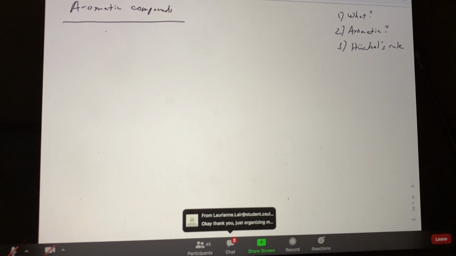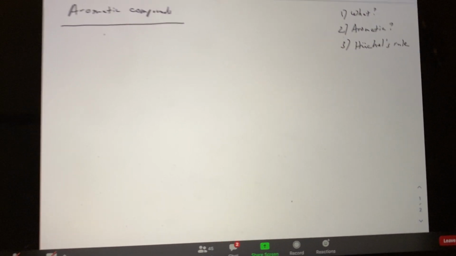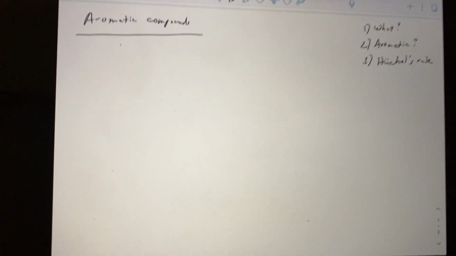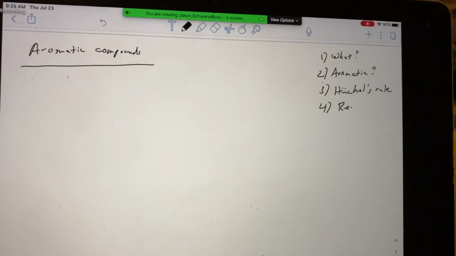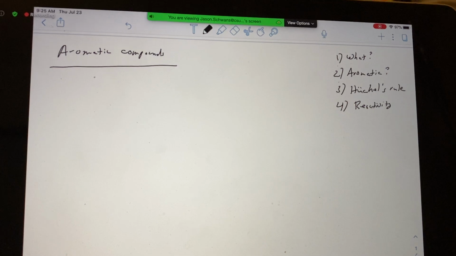So we're going to figure out what these compounds are, what defines aromatic, and then relate this to Huckel's rule. Overall, we're really interested in this for the reactivity. We won't get through all of these things today maybe, but this is the main thing.